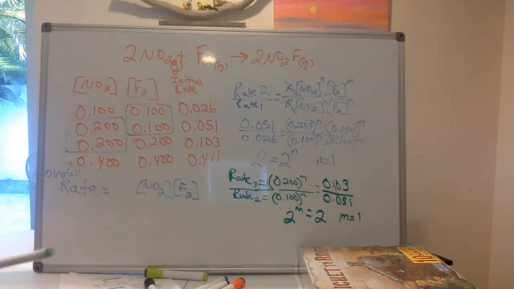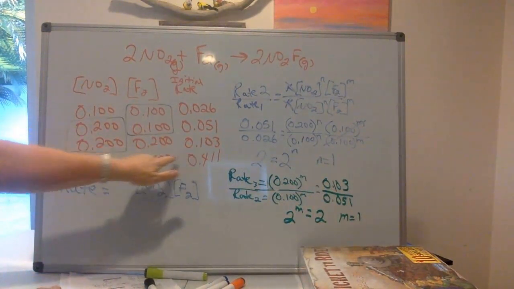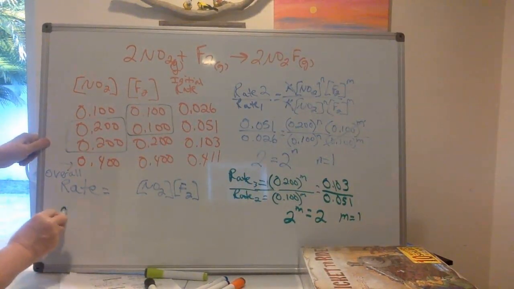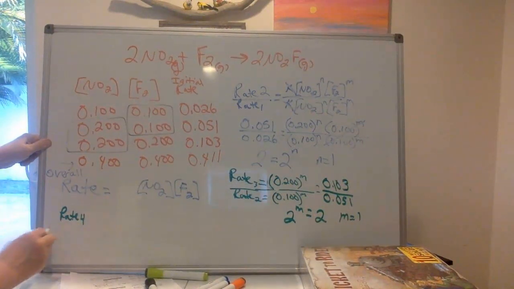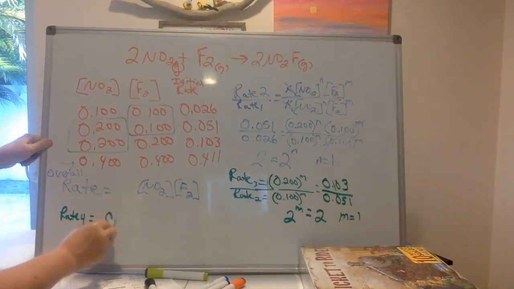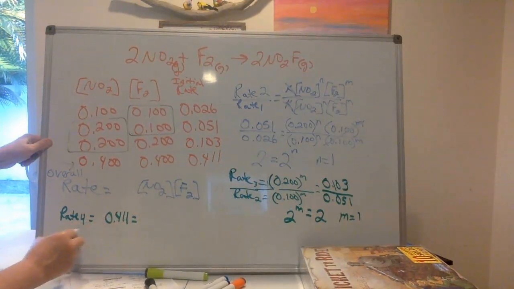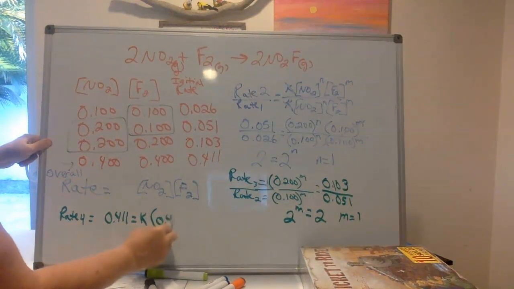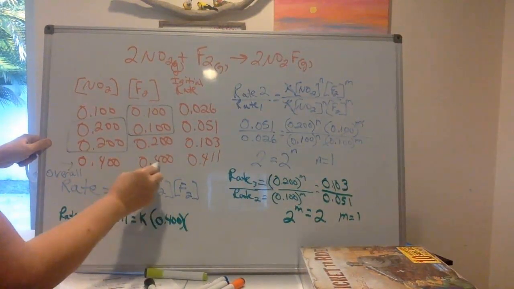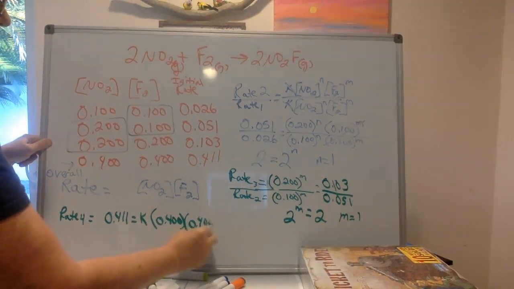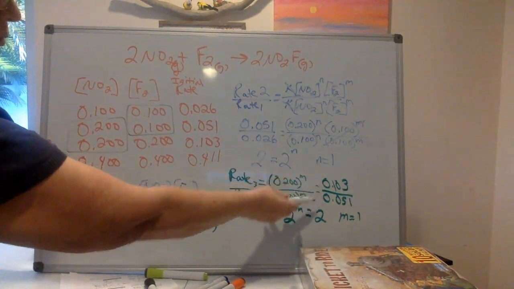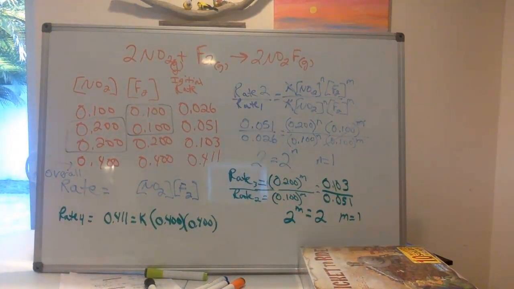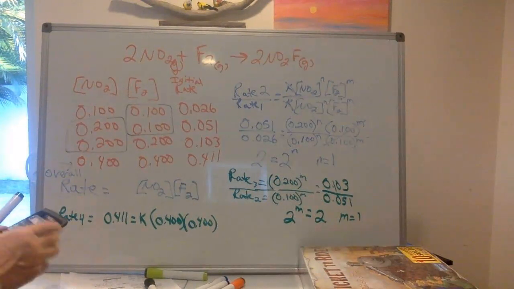And the way we do that is by plugging in both numbers into the rate law for this. So we're going to use rate 4 to solve for K. In rate 4, we have 0.411 equals K times the concentration of 0.4 times the concentration of 0.4. And remember, the exponents are 1, so we don't have to write them. And now I am going to have to use my calculator because I need to have it a little more accurate than I've been doing it.